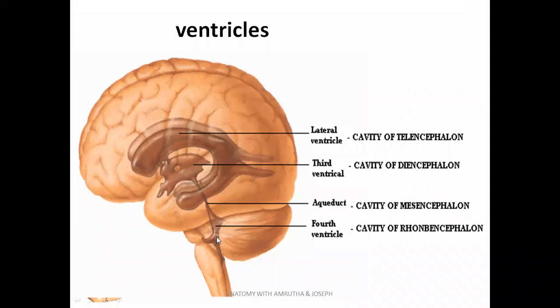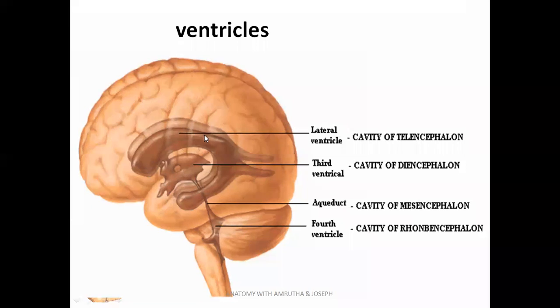Then the fourth ventricle, which is the cavity of rhombencephalon, or the hindbrain. It consists of pons, medulla, and the cerebellum. In between that you can see the fourth ventricle.